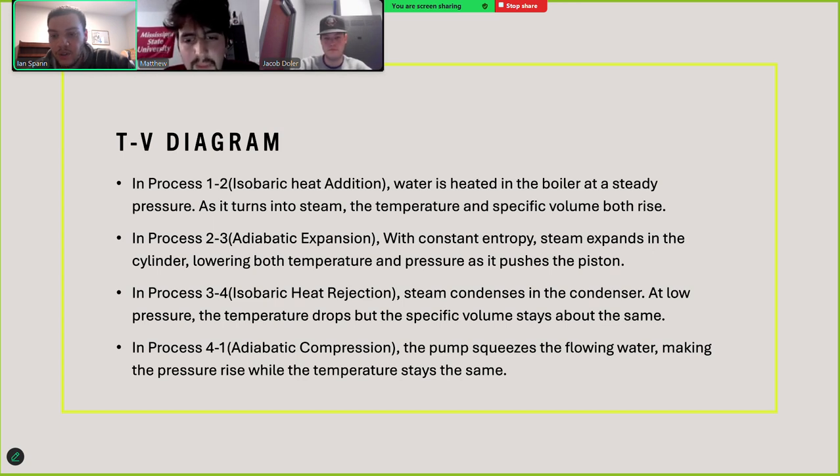In processes 3 through 4, isobaric heat rejection, the steam condenses in the condenser at low pressure. The temperature drops, but the specific volume stays about the same. In processes 4 back to process 1, that's an adiabatic compression, and the pump squeezes the flowing water, making the pressure rise, while the temperature stays the same.